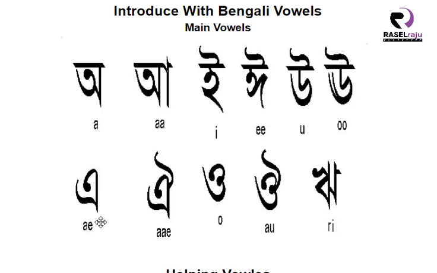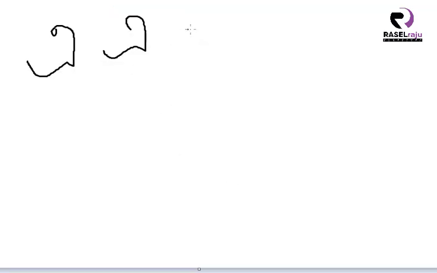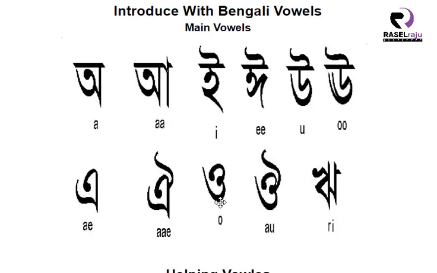It's A. Simple A. How to write it? Just A. Okay. It's oi. It's oi. How to write it? Just add an extra layer.